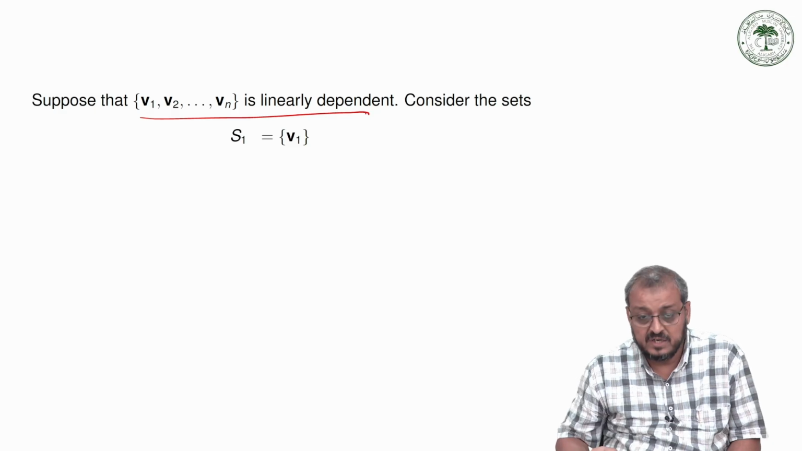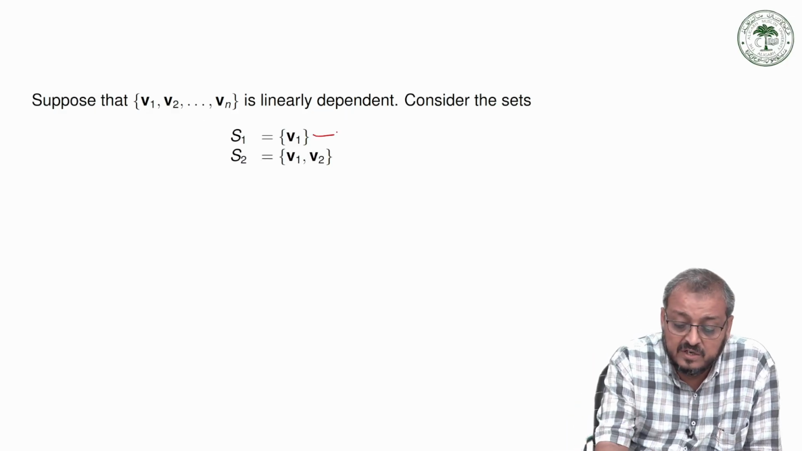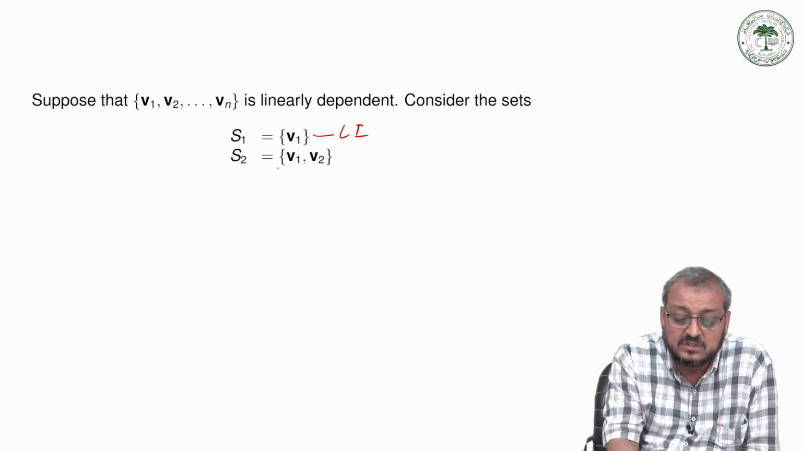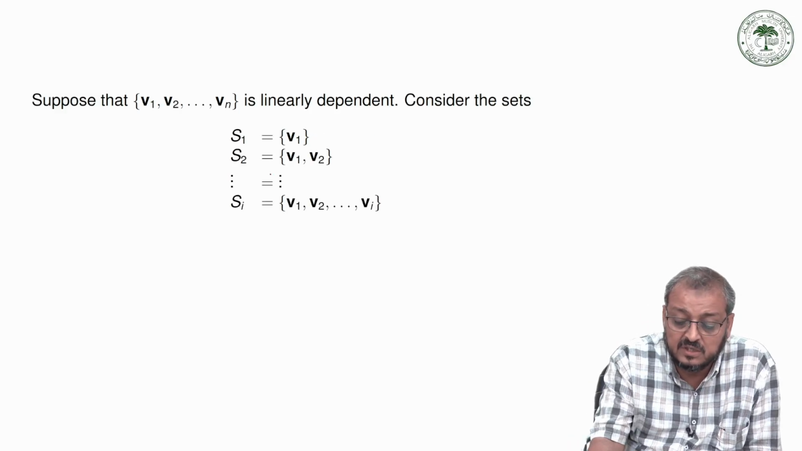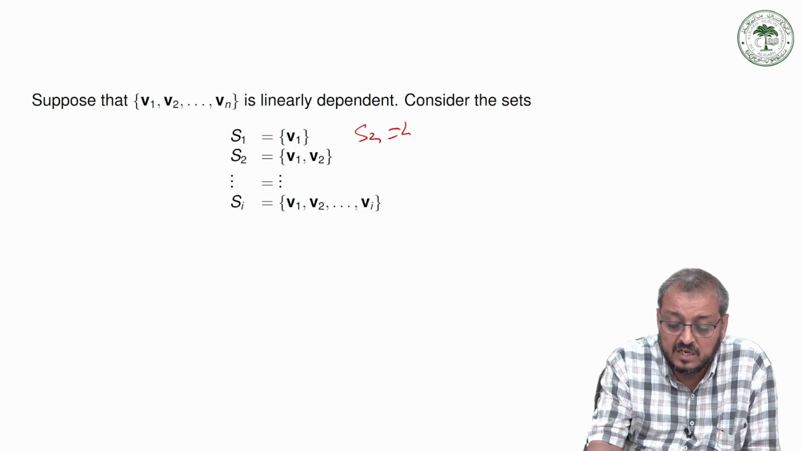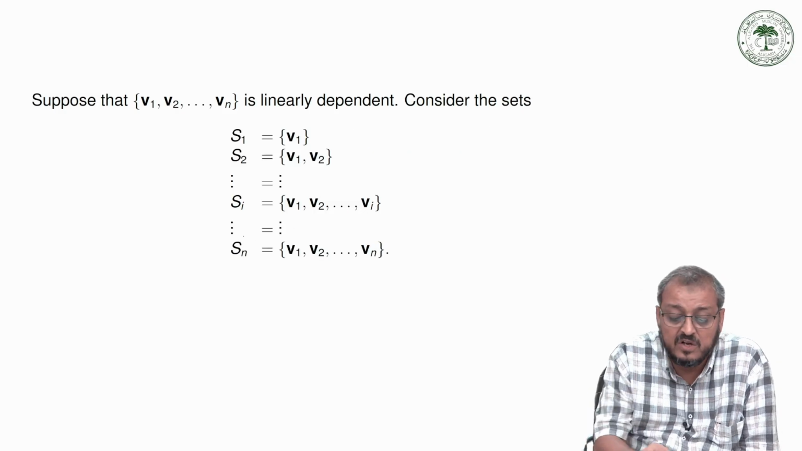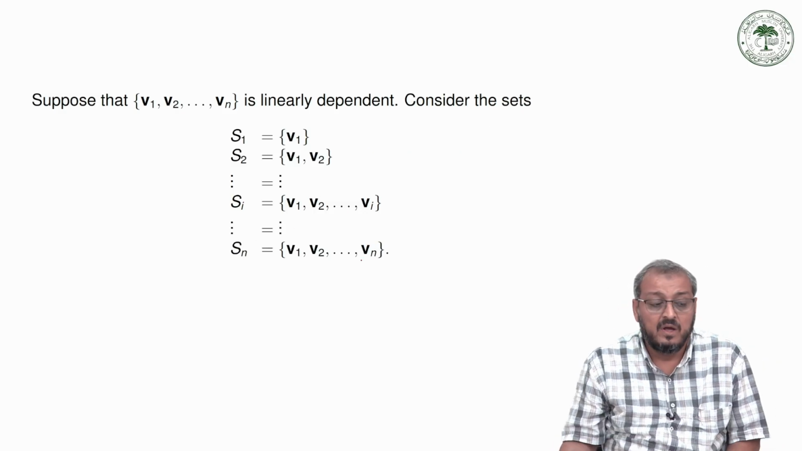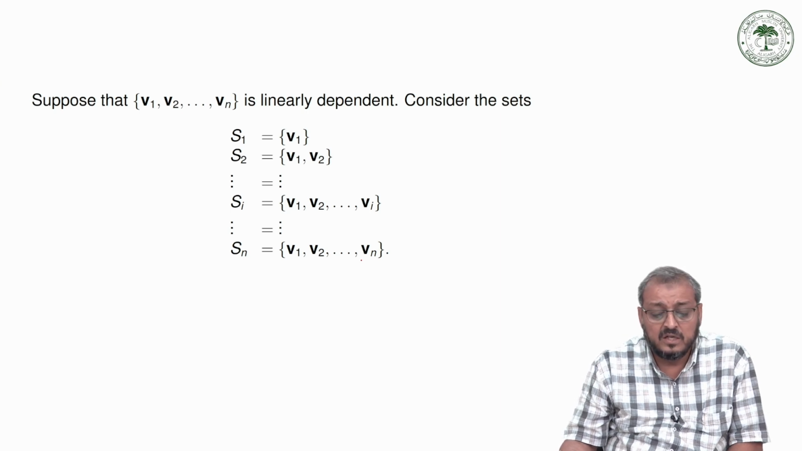So we have to construct a set S1 equal to this. This is clearly linearly independent. Now we have to construct S2 like this. Then similarly S3, where we apply the elements V1, V2 and V3. In a similar fashion we have Si equal to this, and similarly up to Sn, which is equal to V1, V2, up to Vn.